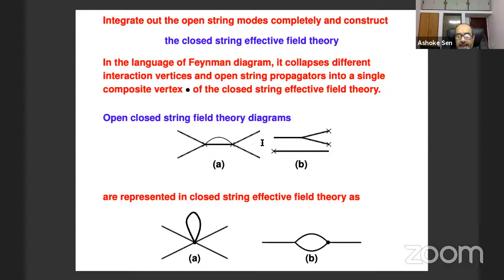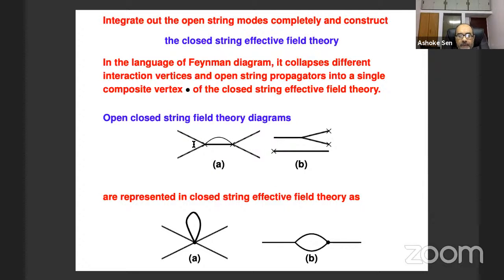On the other hand, this diagram, which started its life as a disconnected diagram, if you want to associate a Feynman diagram in the closed string effective field theory with this, you have to collapse all these three vertices into a single composite vertex, and that's this diagram. And now we see why A doesn't have a cut, whereas B has a cut. Because a cut of course cannot pass through the vertex, so this is a closed loop, so there is no way you can cut this diagram, whereas this can be cut right through the middle.